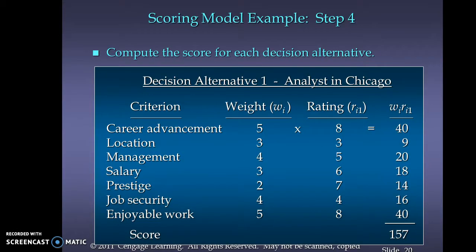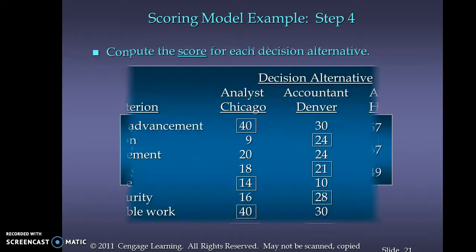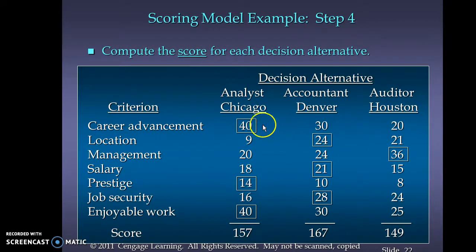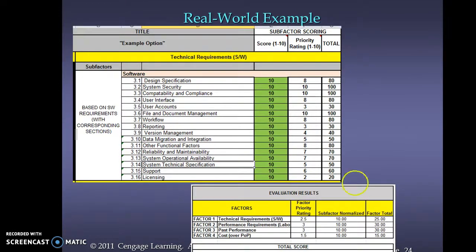And we did some math. We did some calculations for the Chicago option. We computed some scores and got some different numbers. And in this case, after computing those scores, we resulted in the accountant job in Denver having the highest net total. Right. So I'm going to give you an example, but let me quickly mention, these are some screenshots from something I did recently with a client of mine, where we were evaluating requirements for a software system, and we had different elements that were being considered.